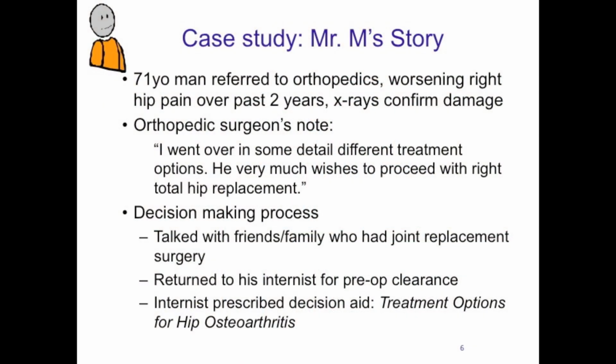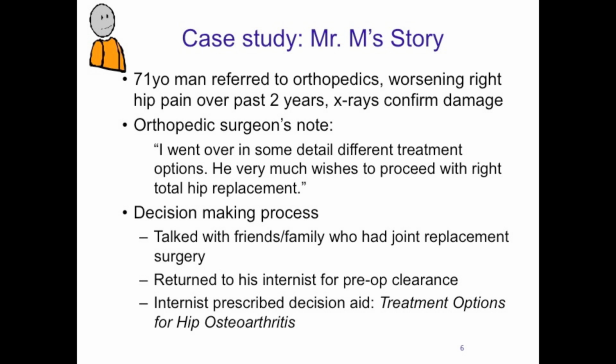And we heard a case this morning, but here's another one that was from Mass General. This is a man, Mr. M. He was 71 years old, referred to our orthopedic department for worsening right hip pain. He had x-rays that confirmed severe osteoarthritis. The orthopedic surgeon's note after their visit was that I went over in some detail the different treatment options, and he very much wishes to proceed with a right total hip replacement. So he was scheduled for surgery.